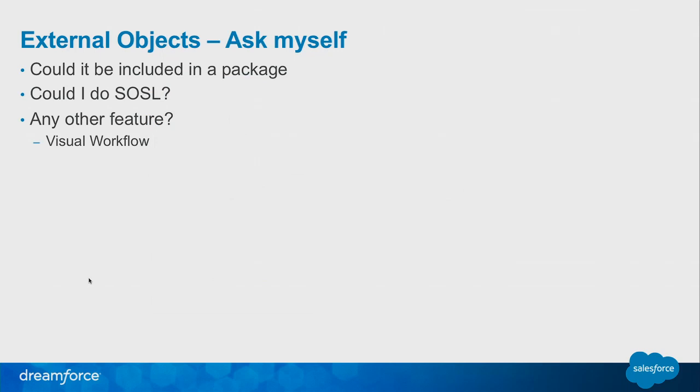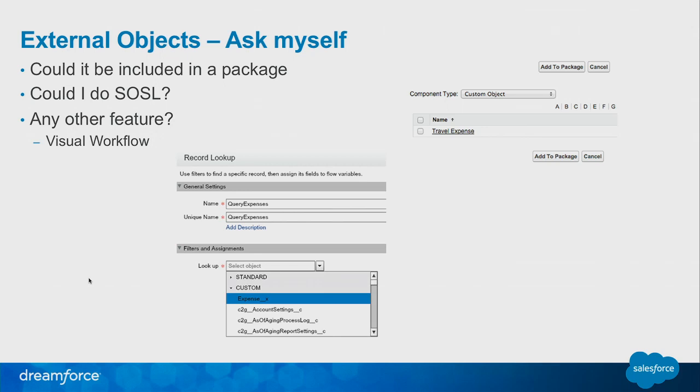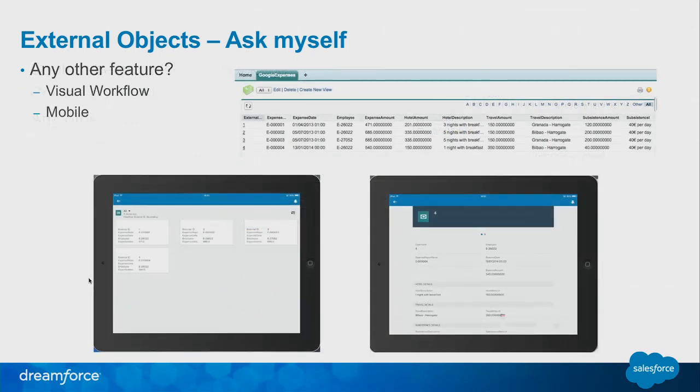What I will ask myself, could it be included in a package? Yes, but this time it's under the custom object drop-down list, so you have to look for it there. Also, could I be able to do SOQL and SOSL searches? Yes, in the same way that you are doing queries, you can also do searches. Any other feature? I love Visual Workflow. I think it's a really cool tool, and we are able to use external objects there also. What else? Mobile. Yes, we are able to see our external object on our mobile devices.